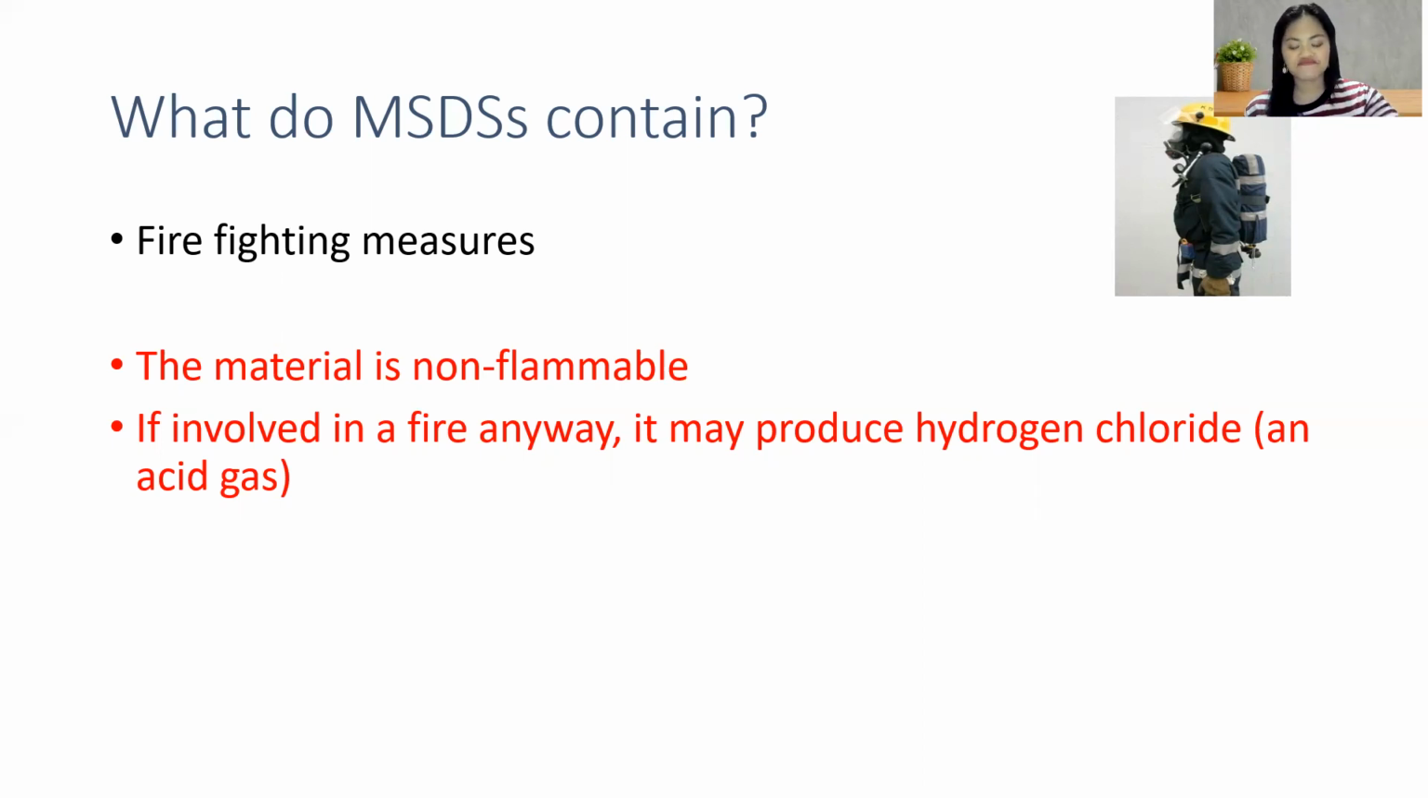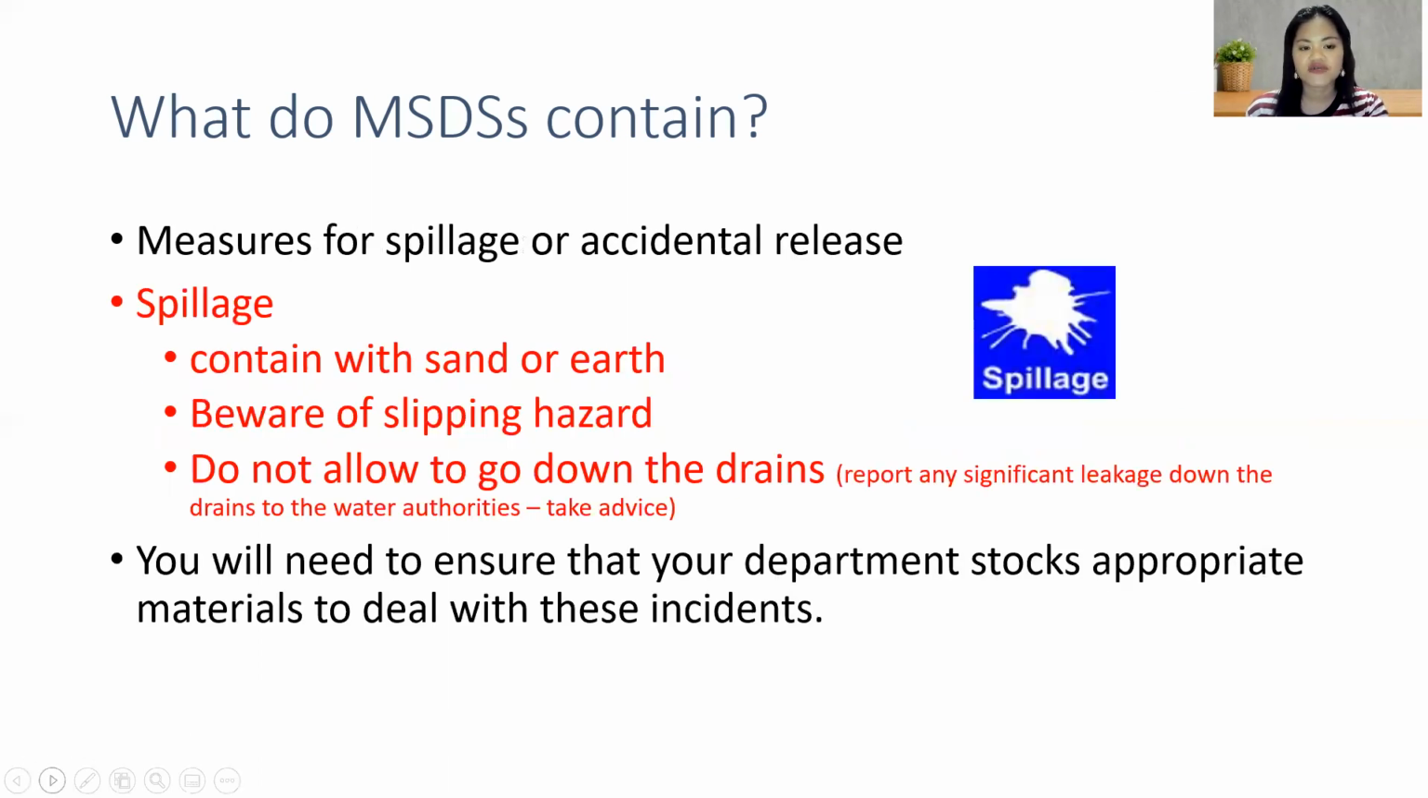So these are the things that we should not want to happen in the laboratory because it may cause accidents and fire. So it may cost us so much. So we have to be acquainted with all the firefighting measures of your chemical. Okay. So another one is the measures for spillage or accidental release.